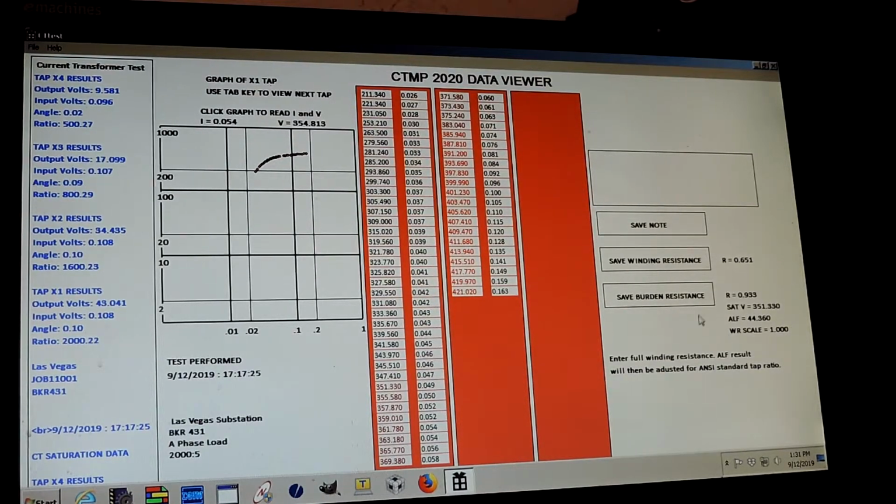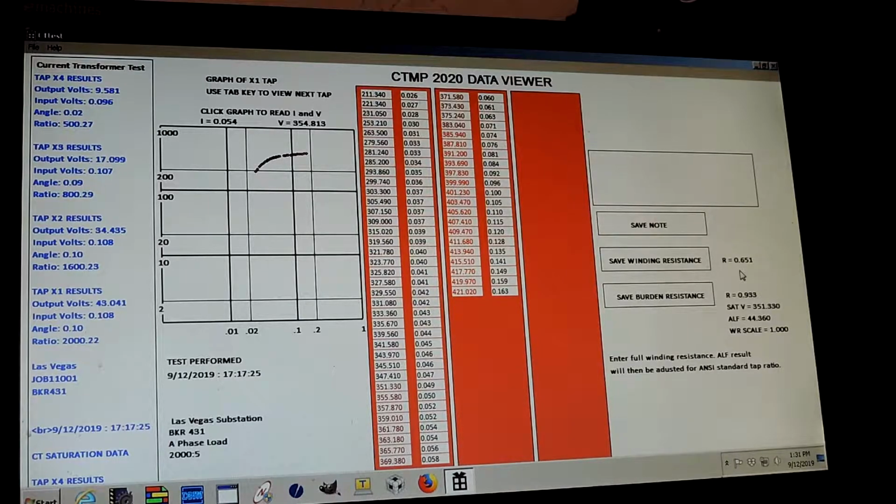Over here I entered the winding resistance. I simply type the winding resistance value in here, press save winding resistance. The winding resistance has been saved in the file as 0.651. The CTMP does not do winding resistance. You have to do this with another instrument, but you can enter it in the data sheet.